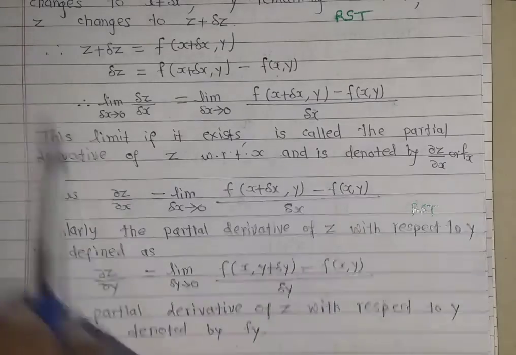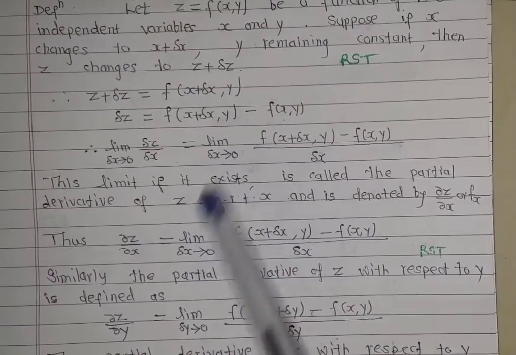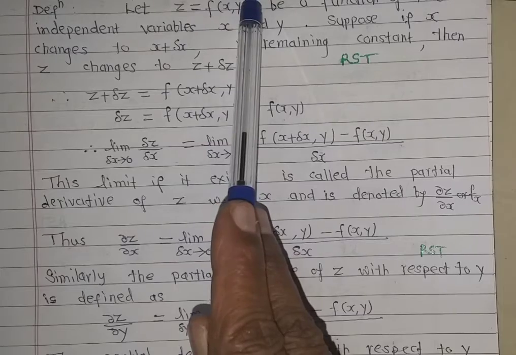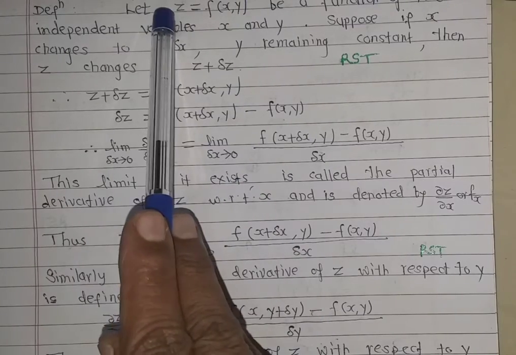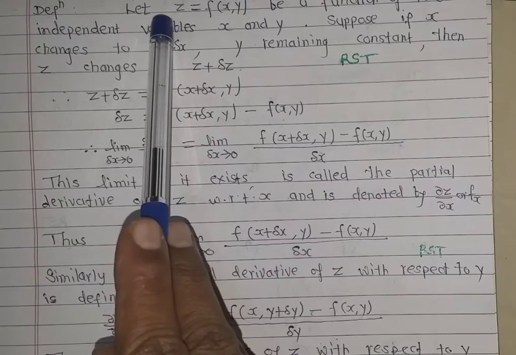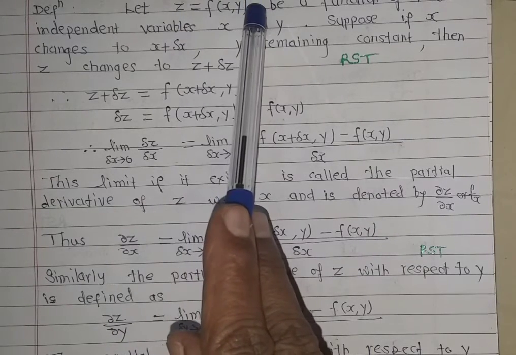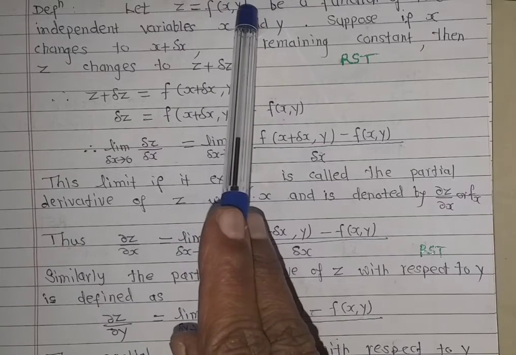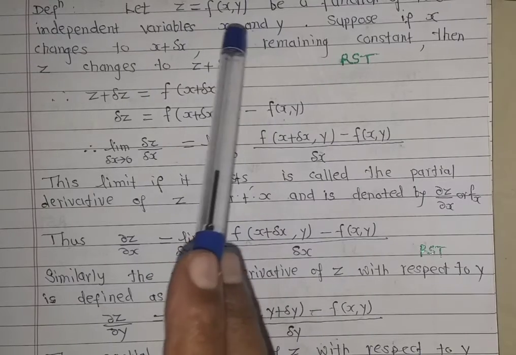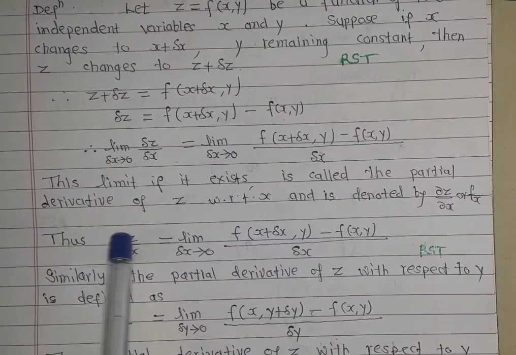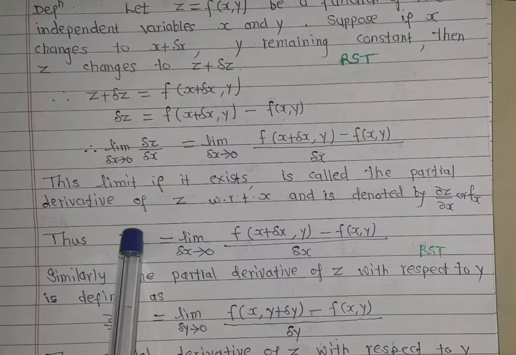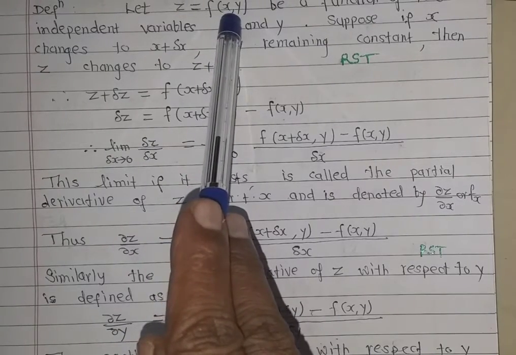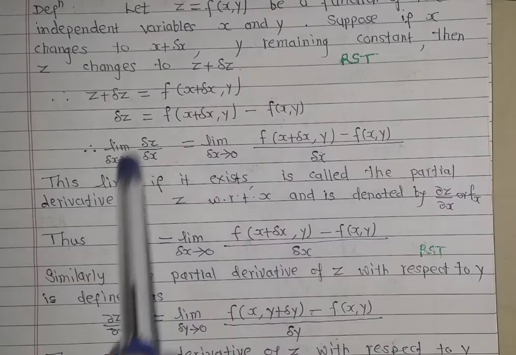Why is this derivative called a partial derivative? Because z equals f of x y. That means if x changes, then z changes. If y changes, then z changes. That means z depends upon x and y. Z is the dependent variable and x, y are independent variables. When there is more than one independent variable, a partial derivative exists and it is denoted by delta. So the partial derivative of z with respect to x is delta z by delta x. When independent variables are more than 1, we take the partial derivative.